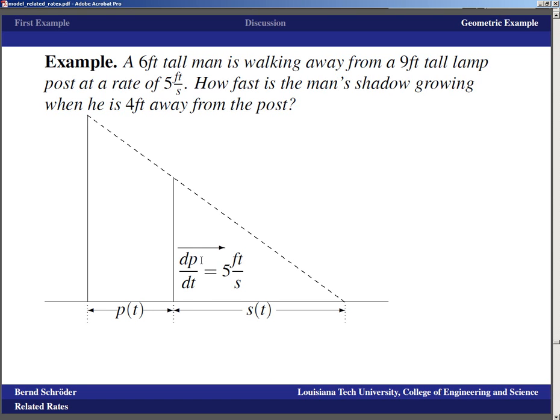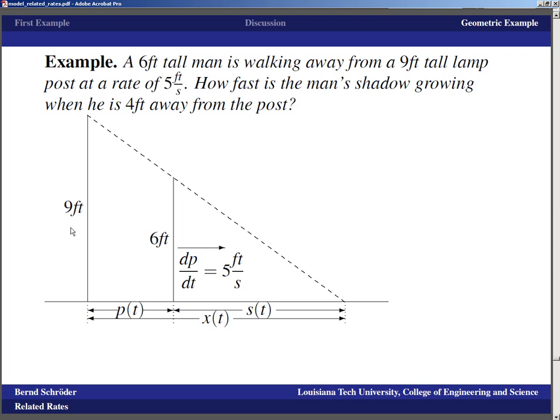Then we have to remind ourselves that the man is walking, so dp/dt is 5 feet per second. It's increasing, as we have seen in the last picture. And, well, the total distance from the post to the end of the shadow, we'll call that x of t, because we want to talk about some things in similar triangles. What else do we have? We have that the man is 6 feet tall, and we know that the post is 9 feet tall.